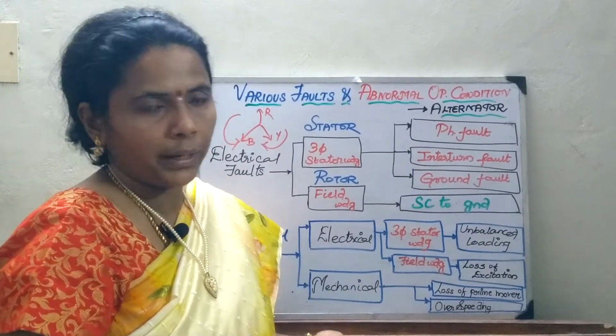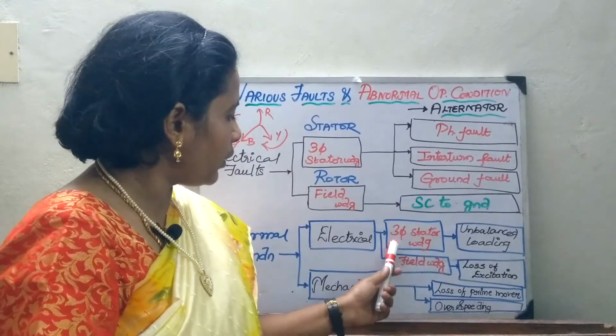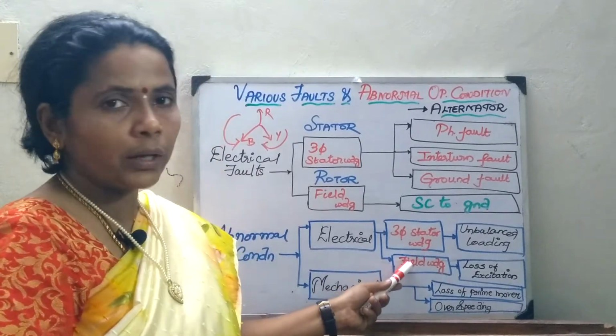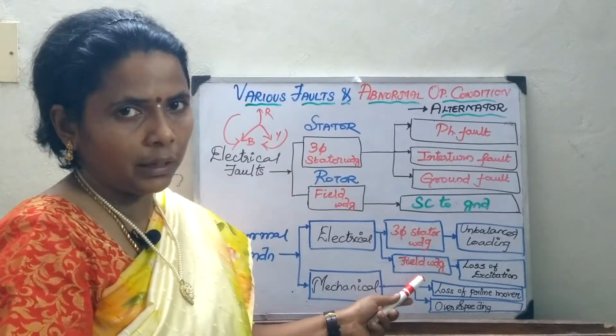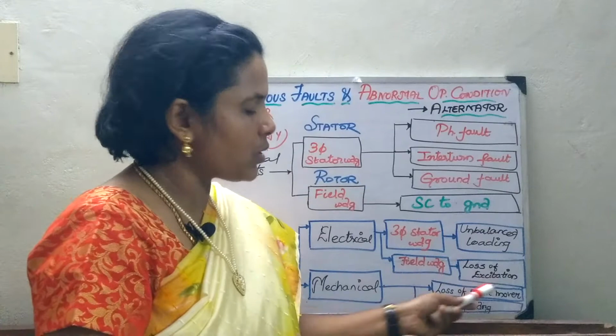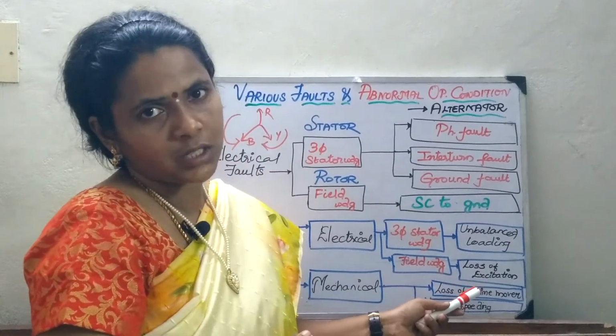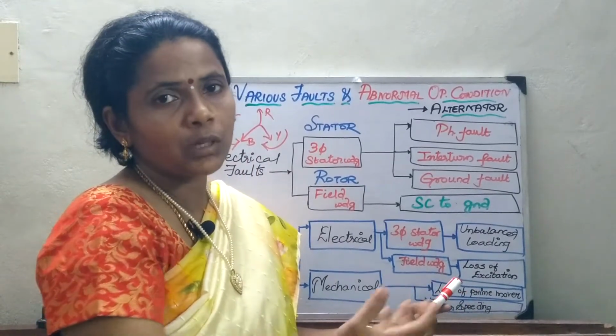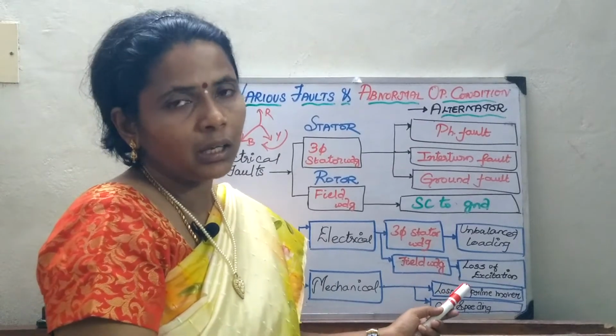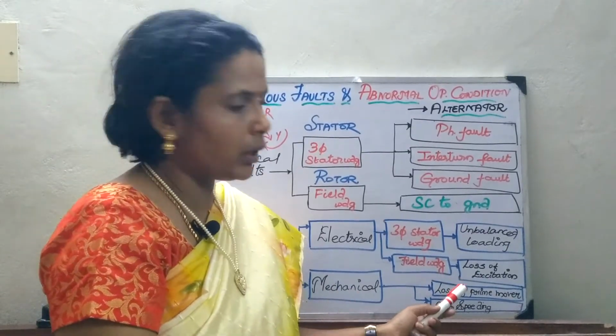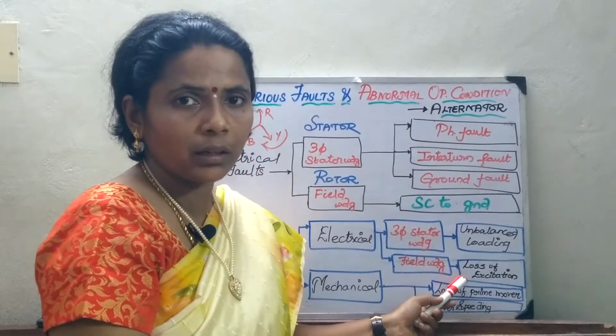The next thing is, if the rotor field winding is affected, it can result in the loss of excitation to the system. In that case, what will happen? It will start drawing current from the grid. This also might cause overheating. So, this condition also should be taken care of.